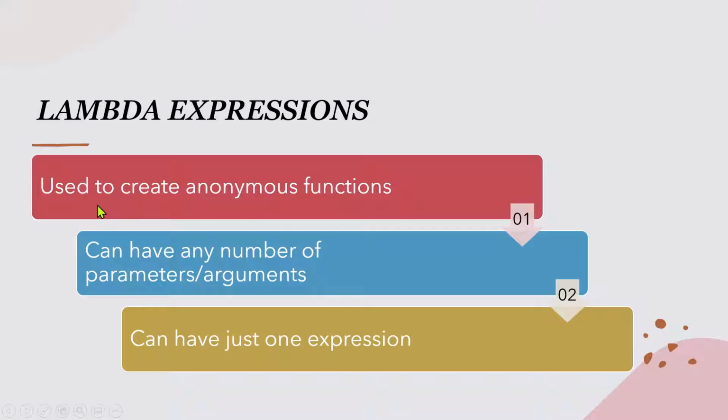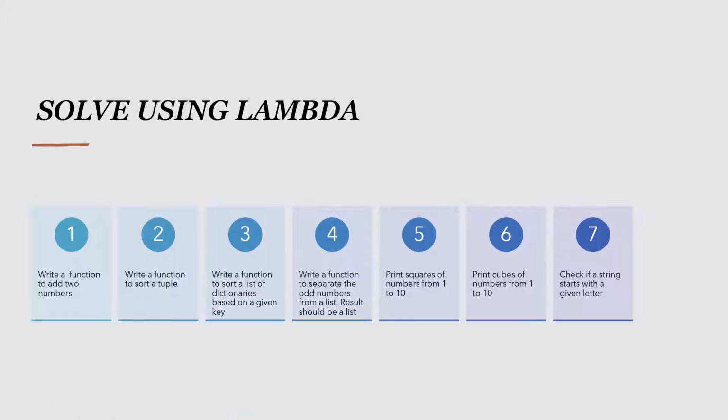Lambda expressions are expressions used to create anonymous functions. So far we've been using def to create functions, but today we'll be creating anonymous functions using Lambda. These expressions can have any number of parameters or arguments, but most importantly, we can have just one expression. Okay, this is the most important part. So let's get started with solving some problems using Lambda.